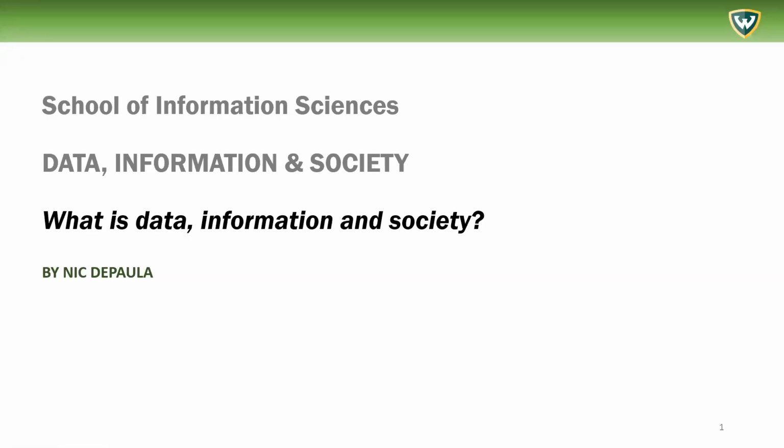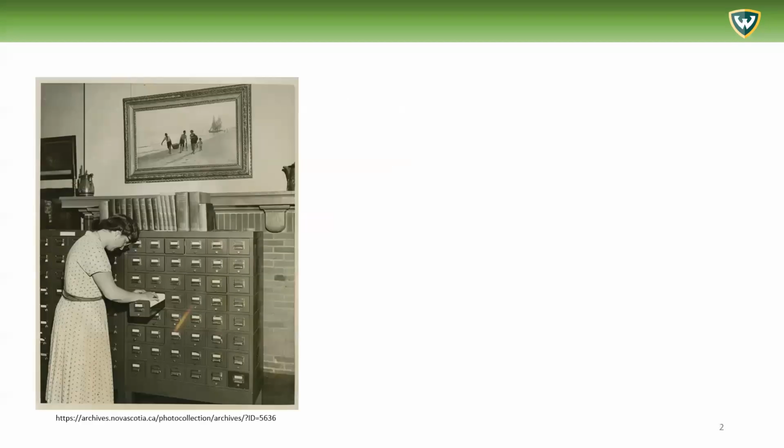Hi, everyone. Today we're going to be talking about data, information, and society. So, what is this data, information, and society? Well, in one way, this is simply just the name of this course. So, this course is about data. And what is data? Well, data are the objects, the records, the documents, the zeros and ones in the computers.